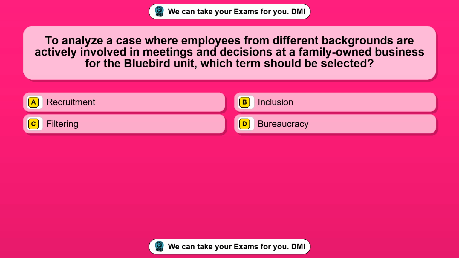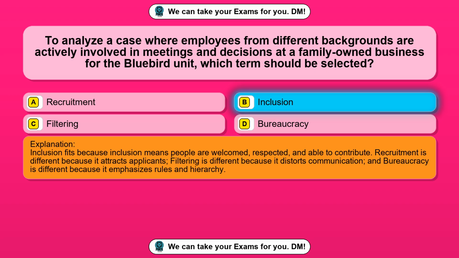Question 8. To analyze a case where employees from different backgrounds are actively involved in meetings and decisions at a family-owned business for the Bluebird unit, which term should be selected? Option A. Recruitment. Option B. Inclusion. Option C. Filtering. Option D. Bureaucracy. The correct answer is option B.